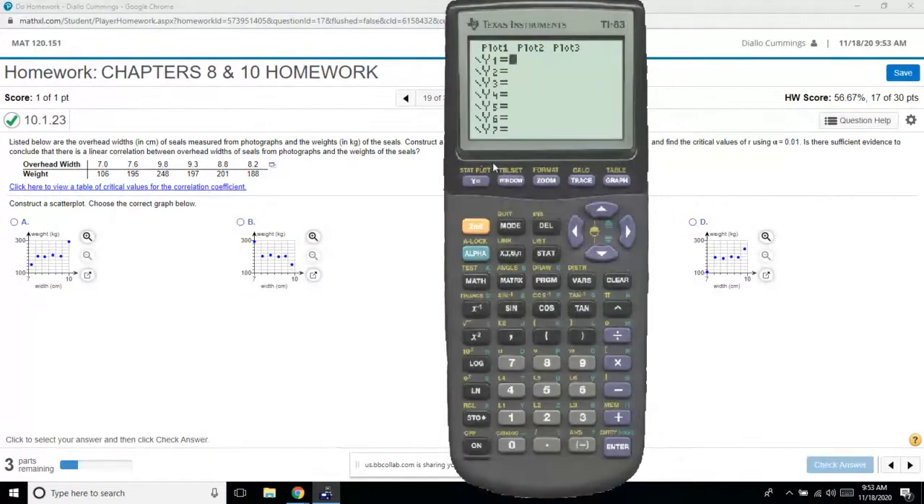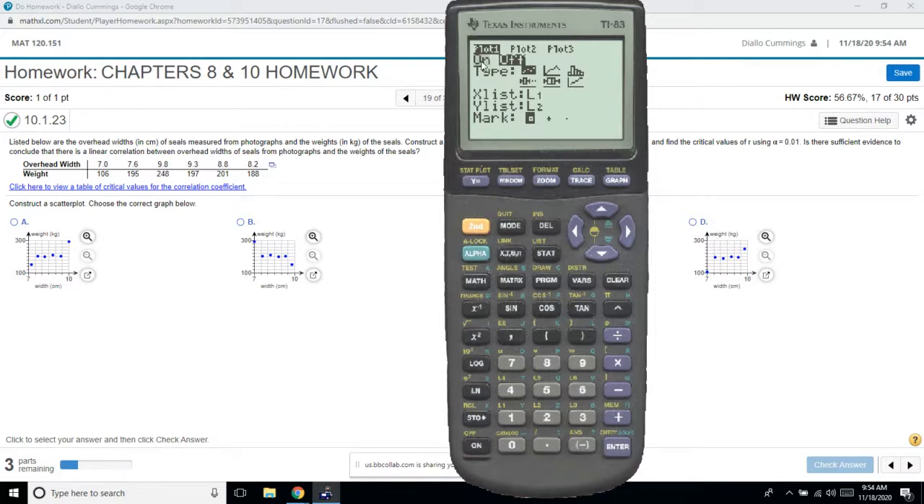The next thing I'm going to do is go into stat plot. So I want to hit second and Y equals, which is stat plot. While we're in the stat plot area, we want to turn on the stat plot, which will allow us to make a scatter plot. So stat plot 1 is highlighted. I'm going to press enter.